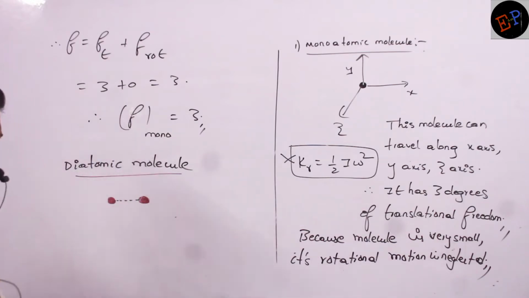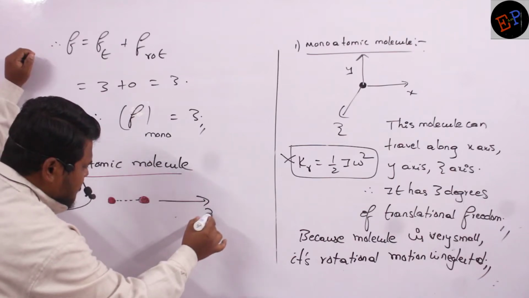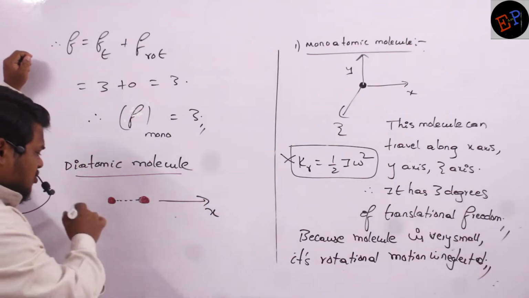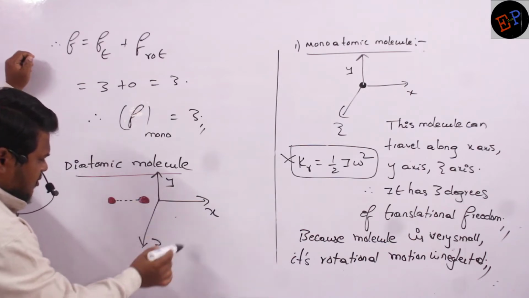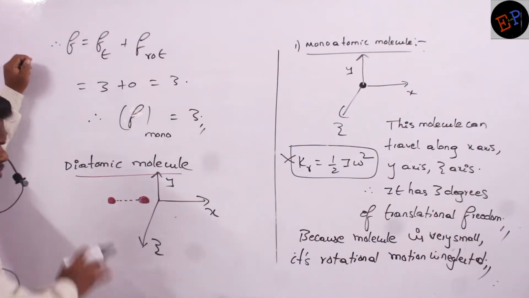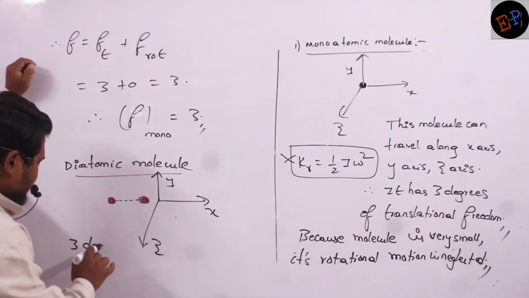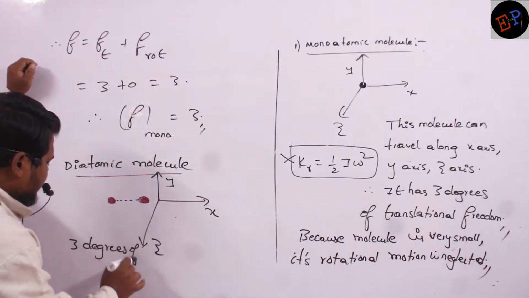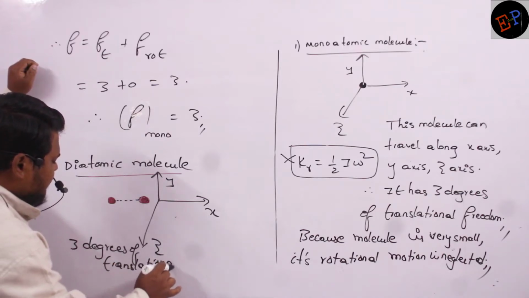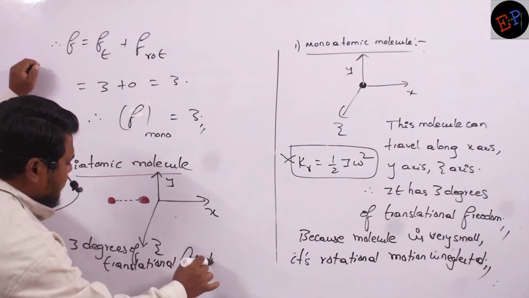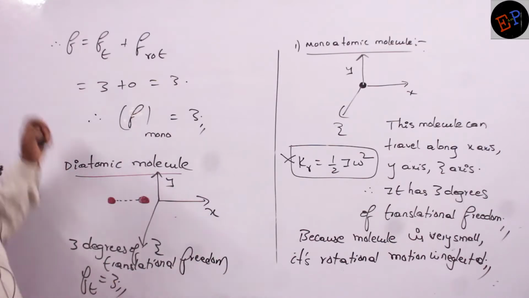Let us consider like this. Now see, this total molecule can move along the x-axis, no? This total molecule can move along the y-axis. So this total molecule can move along the z-axis also. So how many degrees of translational freedom? 3 degrees of translational freedom. So I write 3 degrees of translational freedom. So I write Ft is equal to how many? Ft is equal to 3.